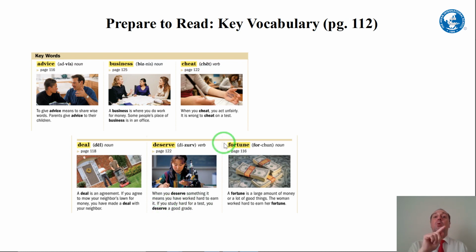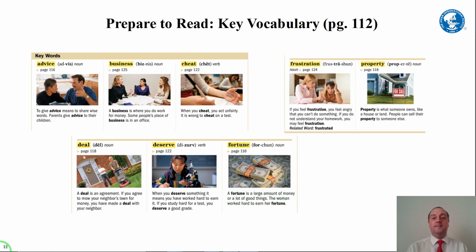Next one is fortune. A fortune is a large amount of money or a lot of good things. The woman worked hard to earn her fortune. Okay, two more. Frustration. You can see in the illustration that this girl is frustrated. Adjective. Okay, frustration is the noun. If you feel frustration, you feel angry that you can't do something.